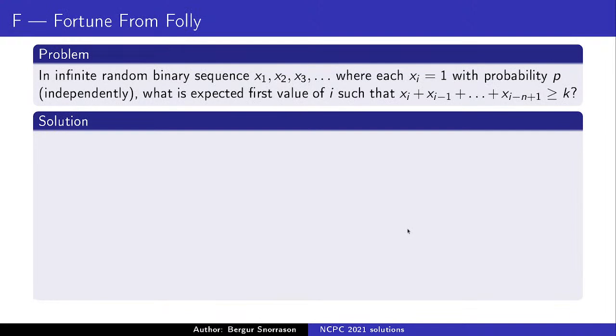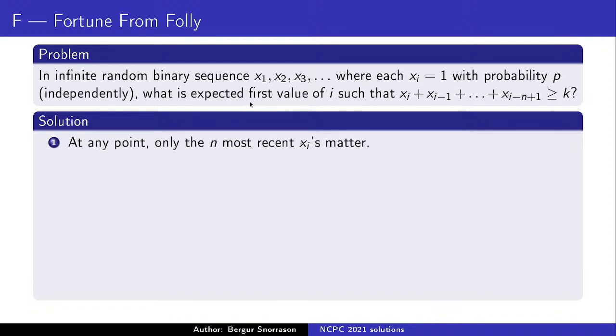Next we have problem F, Fortune from Folly. So in this problem we were asking about an infinite random binary sequence x1, x2, x3 of zeros and ones, and each x_i, each entry in this sequence, equals 1 with probability p independently, and the goal is to figure out the expected first value of i such that among the last n entries up to i, so x_i down to x_(i-n+1), we had at least k many ones.